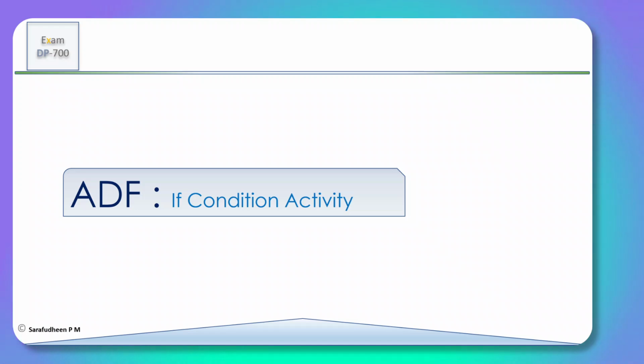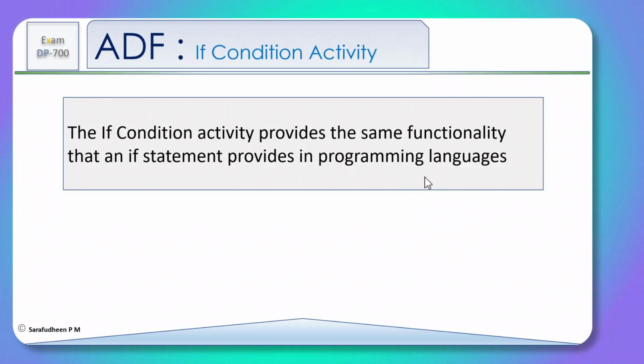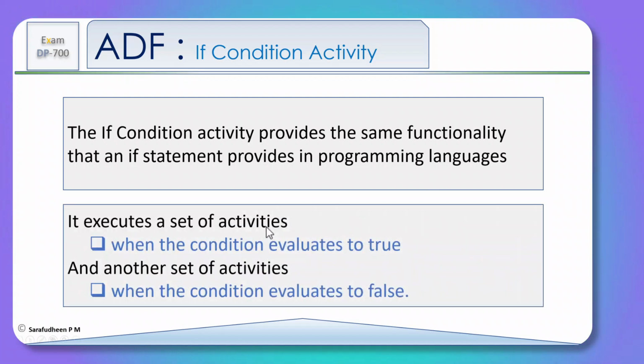Hello, welcome back. Now let's learn the importance of using the If activity inside ADF. You could find the If Condition activity inside Iteration, and by using this activity you could filter your data into different paths. You could evaluate a condition, and if the condition evaluates to true, you could execute a certain action, and if the condition evaluates to false, you could execute another action.